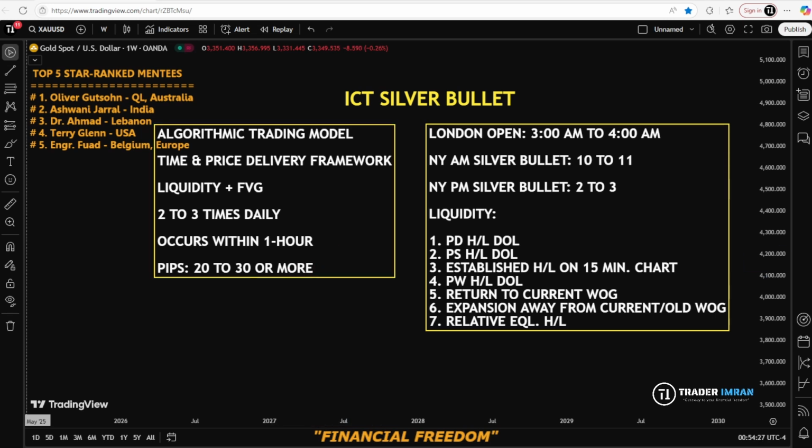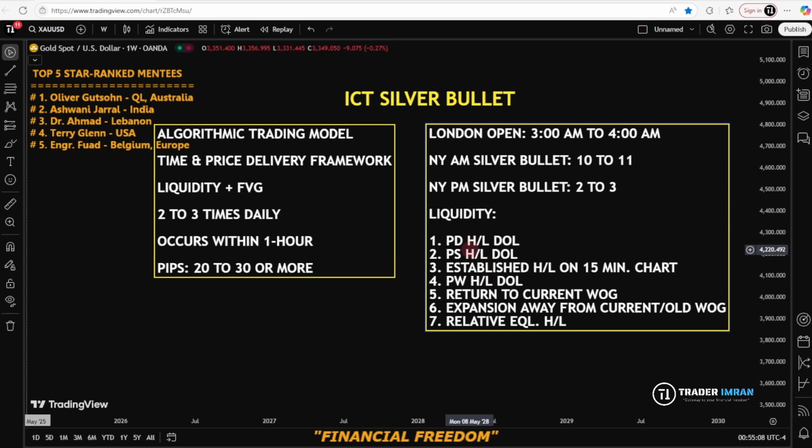Let's understand how the ICT silver bullet strategy functions. As you may know, price movements are driven by two primary factors: correcting imbalances in price delivery or capturing liquidity. This is why the ICT silver bullet strategy is centered around liquidity and fair value gap. There are 7 types of liquidity for the silver bullet strategy which you can use. If you find any one of them, you are good to go.